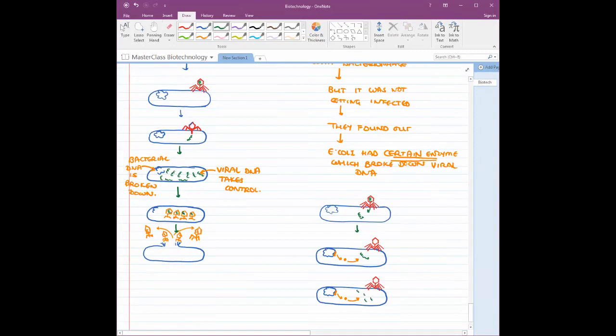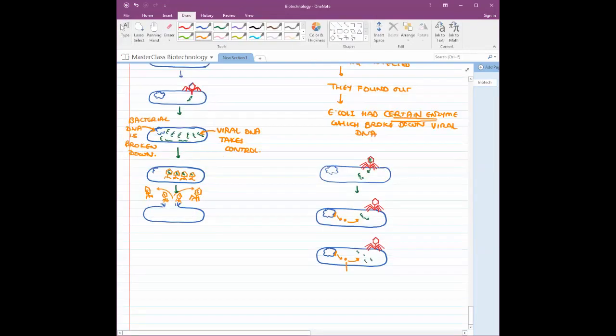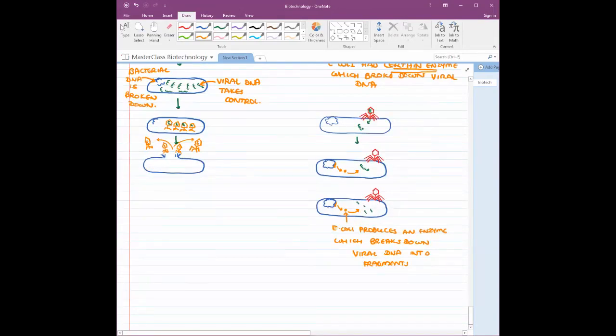Now, guys, if the viral DNA is broken down, will this E. coli ever be infected by this bacteriophage? No, that bacteriophage is away. So this is what happened. Let me put it down once again. E. coli produces an enzyme which breaks down viral DNA into smaller pieces, into fragments, and once this is done, it is going to be useless, and this protects the E. coli from infection.